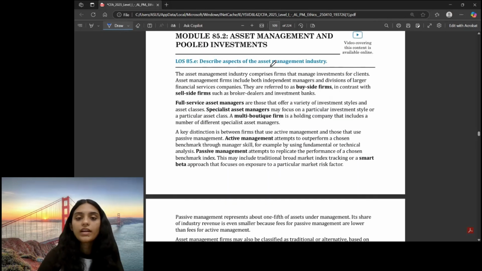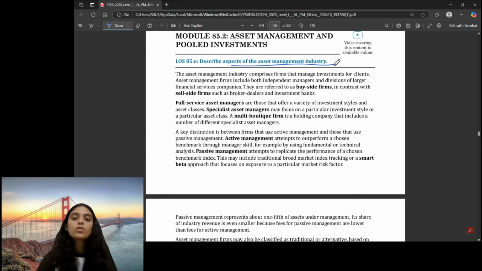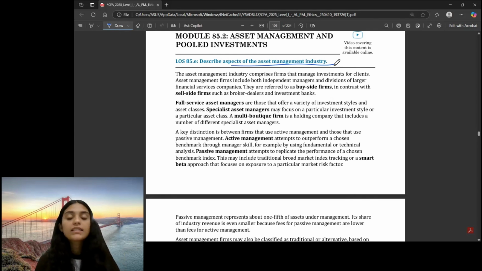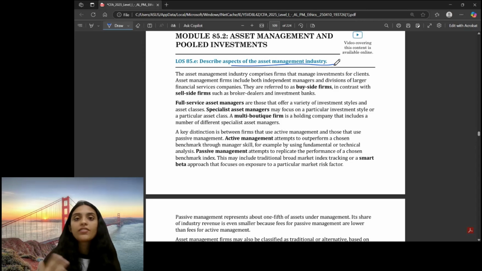Okay. So, different aspects of the asset management industry. What is the asset management industry? This industry comprises different firms that manage the money of different clients. We can say this industry is divided into two parts, buy side and sell side. What is buy side? Buy side helps clients buy different products, for example, mutual funds. And the sell side helps to sell them, for example, Zerodha or any broker.